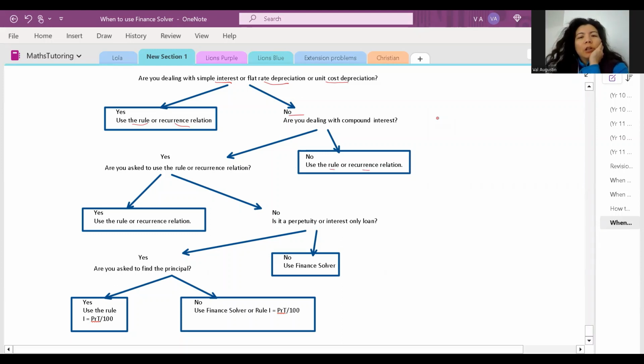We stop there. If the answer is yes, we are working with compound interest. Are you asked to use the rule or recurrence relation? If the answer is yes, you must use the rule or recurrence relation. If the answer is no, then the question is, is it a perpetuity or interest-only loan? If it is not, then you can use Finance Solver. If it is a perpetuity or interest-only loan, are you asked to find the principal? If the answer is yes, then you must use the rule, not Finance Solver. But if you are asked to find the principal and the answer is no, you are good to go with using Finance Solver or the rule.